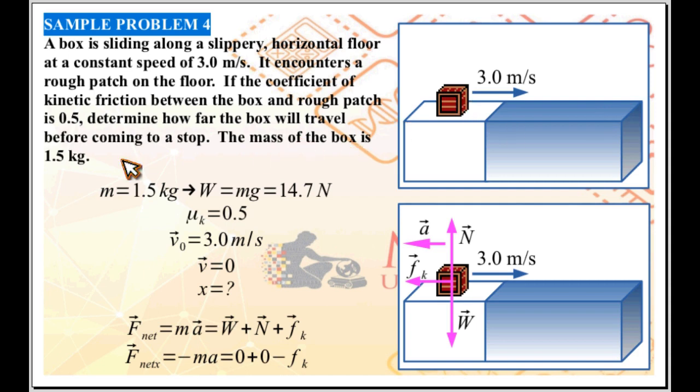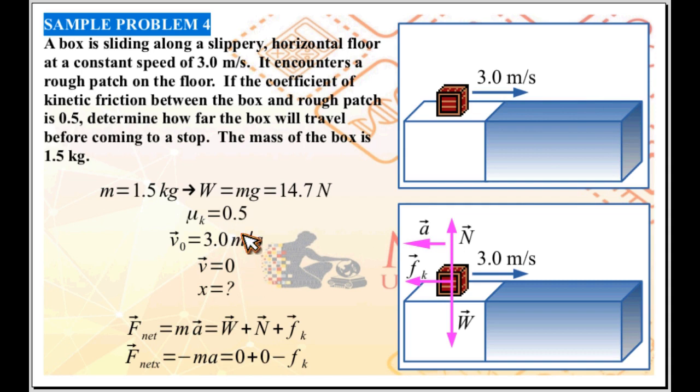The mass of the box is given to be 1.5 kilograms, and knowing the mass, we know the weight magnitude of the box. Weight magnitude is just mg, which gives us 14.7 newtons. The coefficient of kinetic friction between the box and the rough patch on the floor is 0.5. As far as the rough patch on the floor is concerned, the initial velocity of the box is 3 meters per second, positive x direction. Eventually, because of kinetic friction, the box will come to a stop. The final velocity of the box is 0. Determine the distance traveled by the box on the rough patch on the floor.